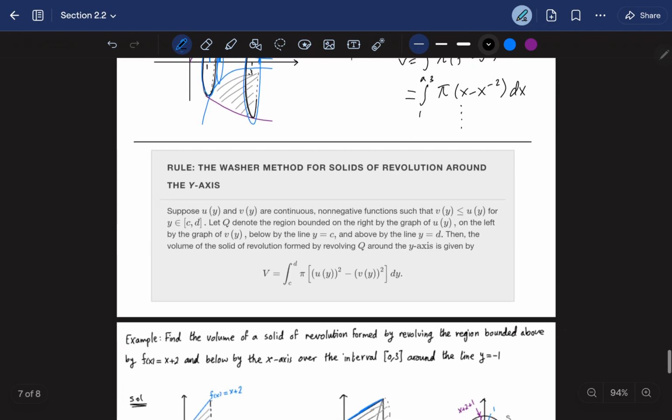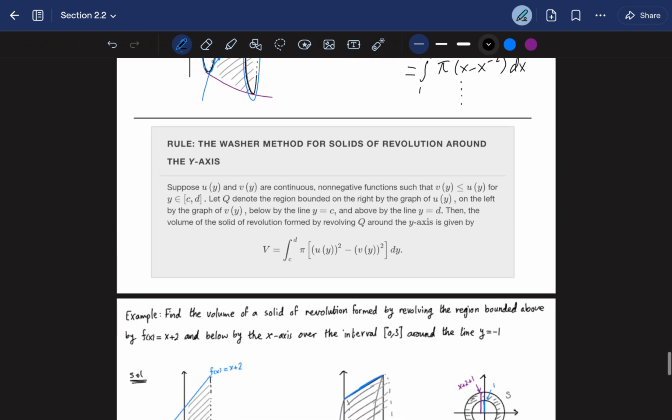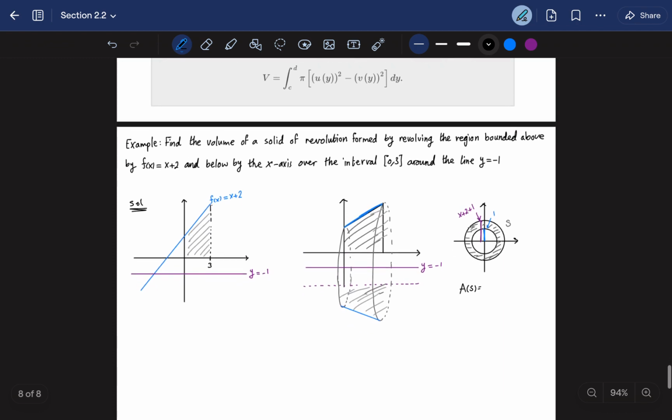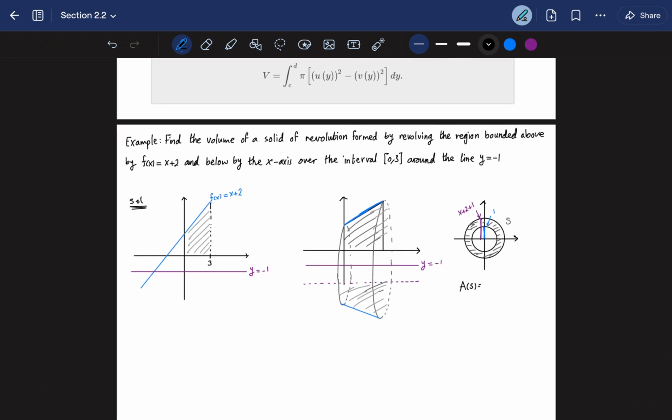Now similarly, if I want to apply the washer method with the revolution around the y-axis, it's the same exact process, but we're integrating in terms of y. Now I want to look at this question here. What if we're revolving around a line different than the x or y axis? What if I want to revolve it around y equals -1?